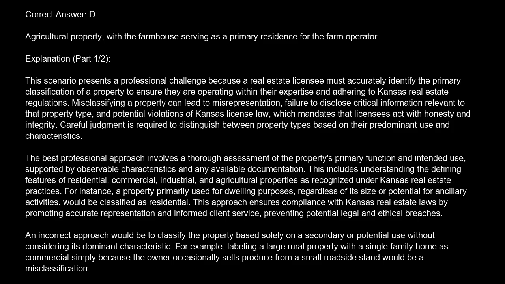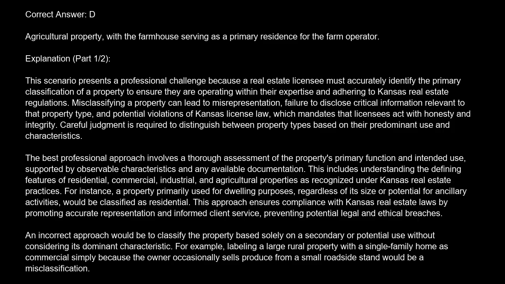The best professional approach involves a thorough assessment of the property's primary function and intended use, supported by observable characteristics and any available documentation. This includes understanding the defining features of residential, commercial, industrial, and agricultural properties as recognized under Kansas real estate practices. For instance, a property primarily used for dwelling purposes, regardless of its size or potential for ancillary activities, would be classified as residential. This approach ensures compliance with Kansas real estate laws by promoting accurate representation and informed client service, preventing potential legal and ethical breaches.